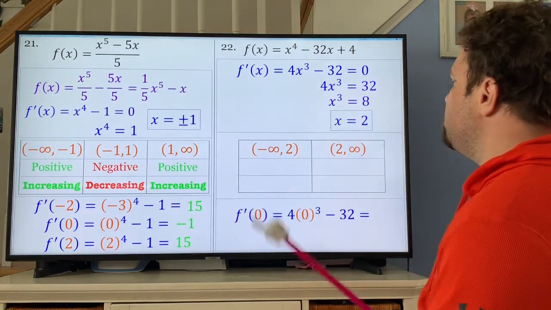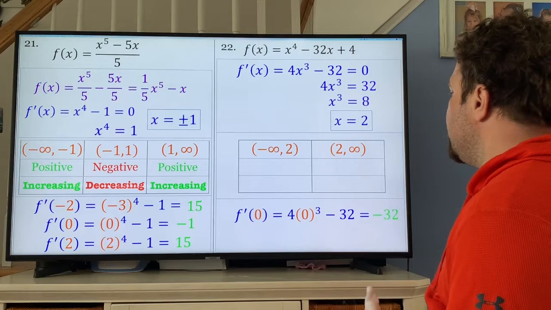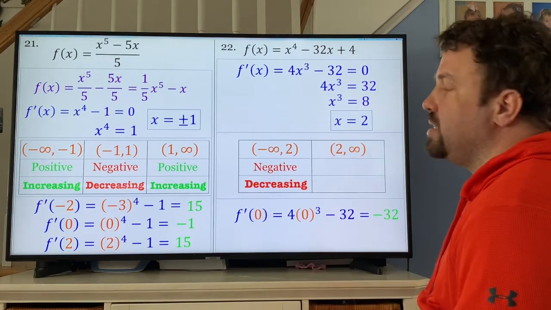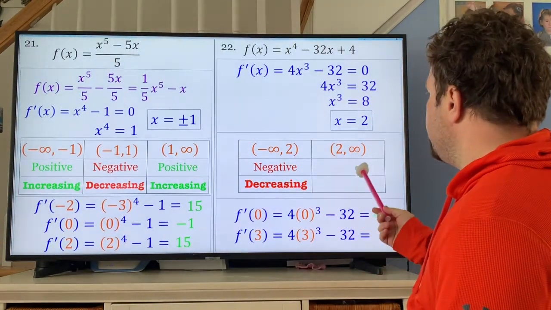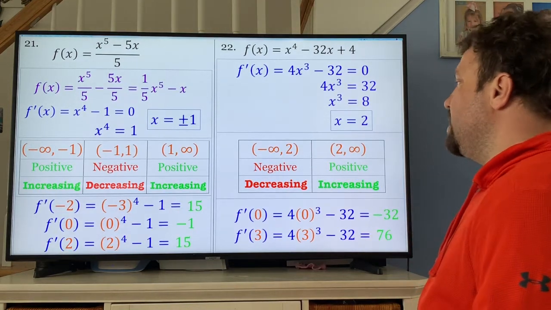Let's pick 0. Plug it into the derivative, not the original equation. You get negative 32, which is a negative number, which is decreasing. Then try 3, which gives 76, a positive number, which is increasing.